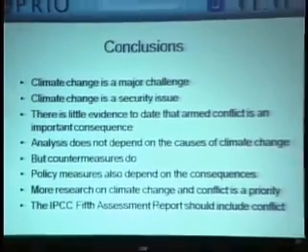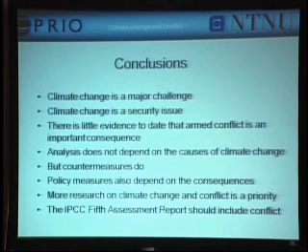So what are my conclusions? Climate change is a major challenge to international relations, and it's a major challenge to the academic world as well as the policy world. Climate change is a security issue in the broad sense of the word, but there's little evidence to date that armed conflict is an important consequence of climate change. Now, this analysis does not depend, in a sense, on the causes of climate change. The focus of the debate is on human-induced climate change, but even nature-induced climate change could conceivably also have consequences for human habitation and possibly for conflict.